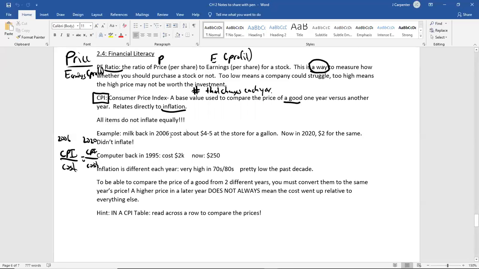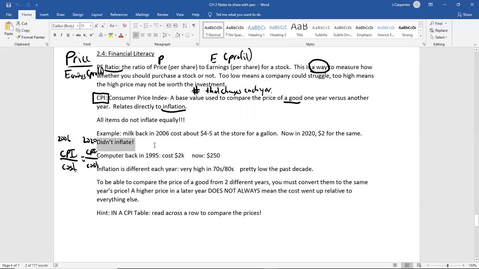For example, milk back in 2006 cost about $4 to $5 at the store for a gallon. And again, regular milk, not whole milk, not organic. Now in 2020, it's about $2 for the same, like $2.20 or $2.30 if you're buying 2% milk. So that milk definitely did not inflate at all. In fact, it deflated, because the dollar is weaker now after 14 years. It's gone down pretty much every year. Notice I said pretty much every year. It doesn't always go down.